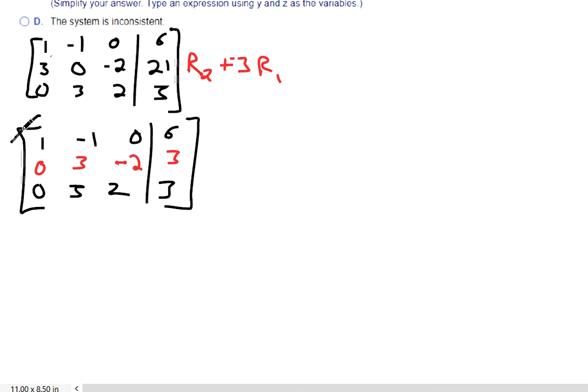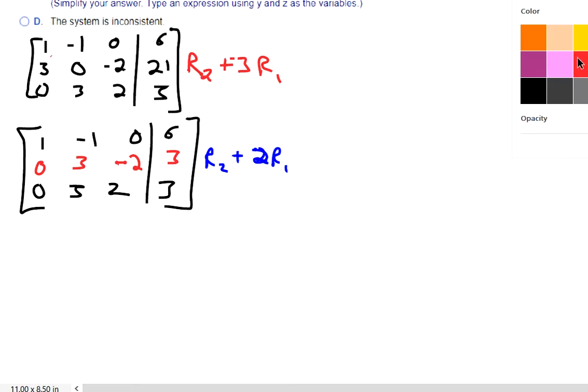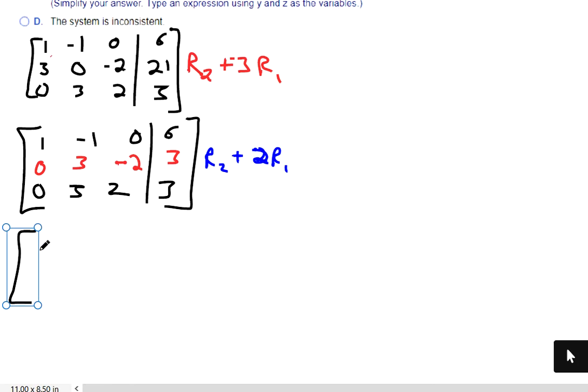Okay, so this column is all set. We got a 1 in the diagonal, 0's elsewhere. Now we need to put a 1 in this diagonal and 0's elsewhere. The 1 is first. You got to make sure you have the 1 first. So I'm going to take row 2. I'm going to add 2 times row 1. Yeah, I think that's probably easiest. I try to avoid fractions. There's other ways of doing this. So if you were thinking of doing something different than my way, you might have been right.